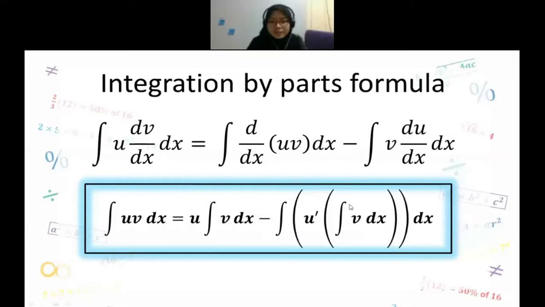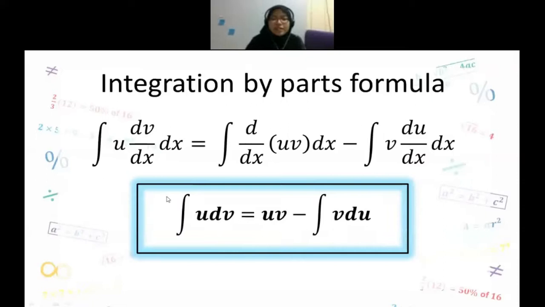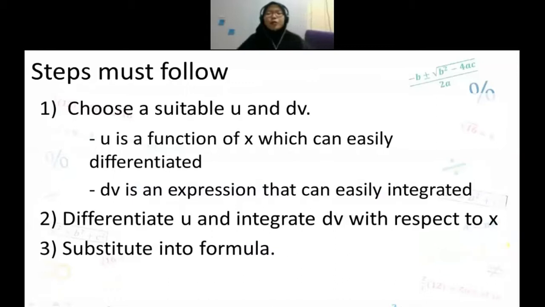We can use the formula like this: if we integrate u times the derivative of v, the second function, it equals u times v minus the integral of v times the derivative of u. Next, we must follow the steps to choose a suitable u and dv for the formula. So u is a function of x which can easily be differentiated, while dv is an expression that can easily be integrated. This we will discuss later. Then differentiate u and integrate dv with respect to x and substitute into the formula. That's how we use the formula of integration.